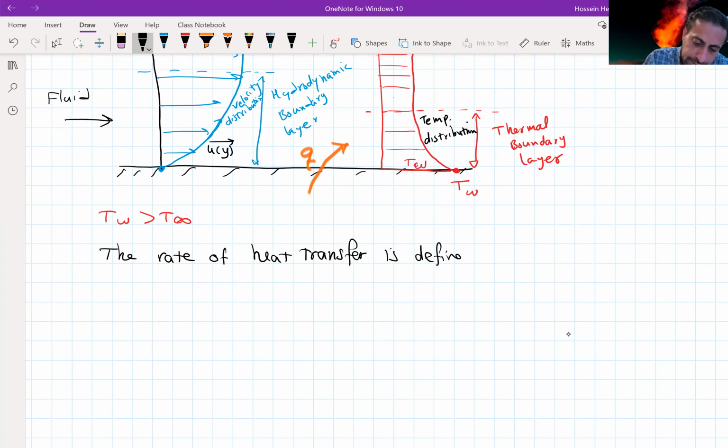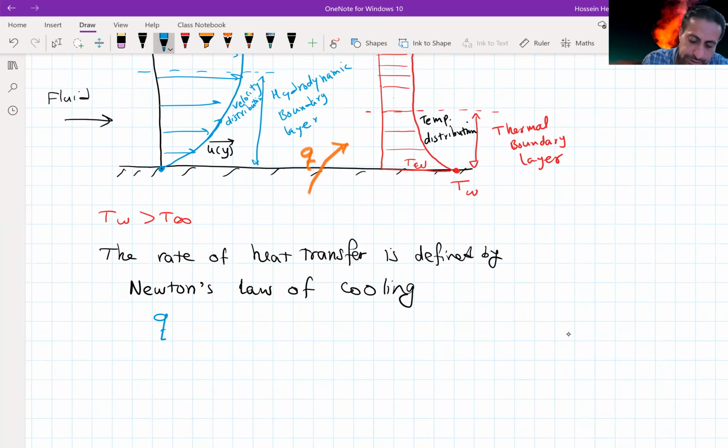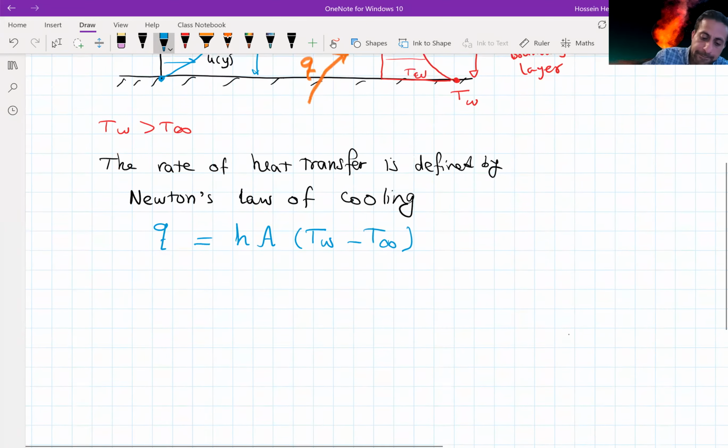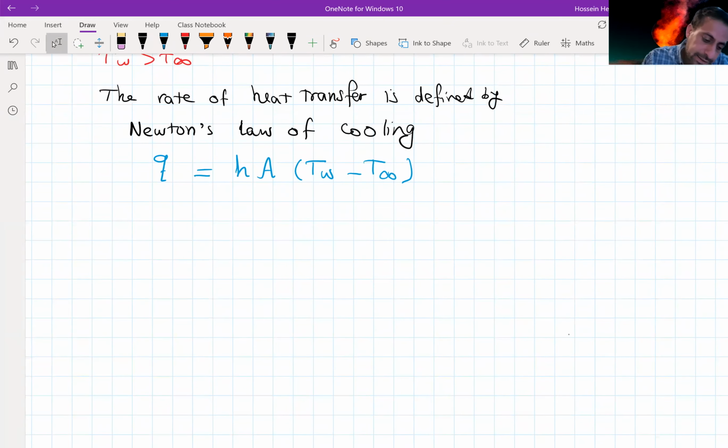It is defined by Newton's law of cooling, which states Q, heat transfer, is equal to hA (TW minus T infinity). And we have TW, we have T infinity, we have A, we have h.